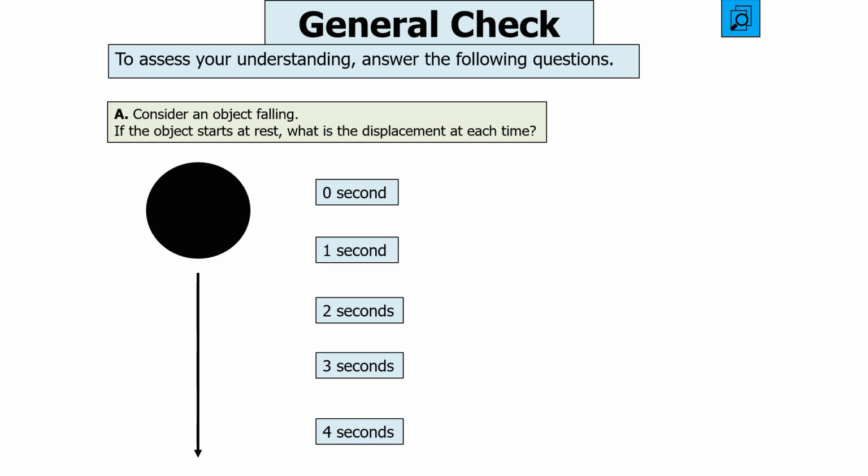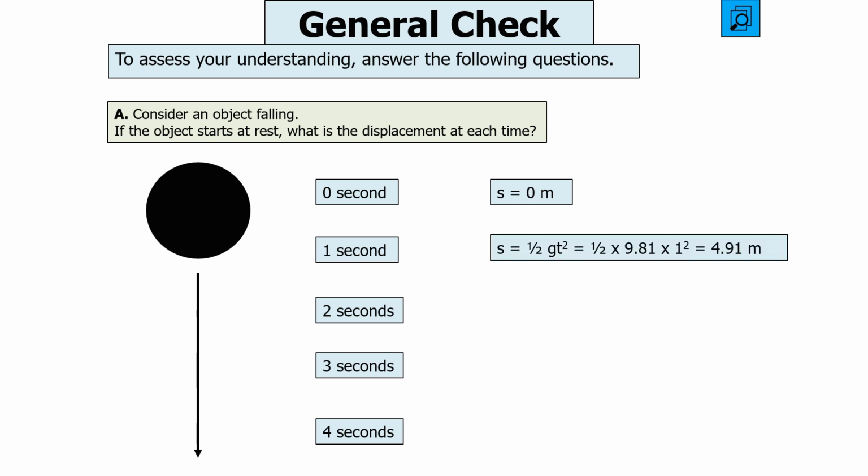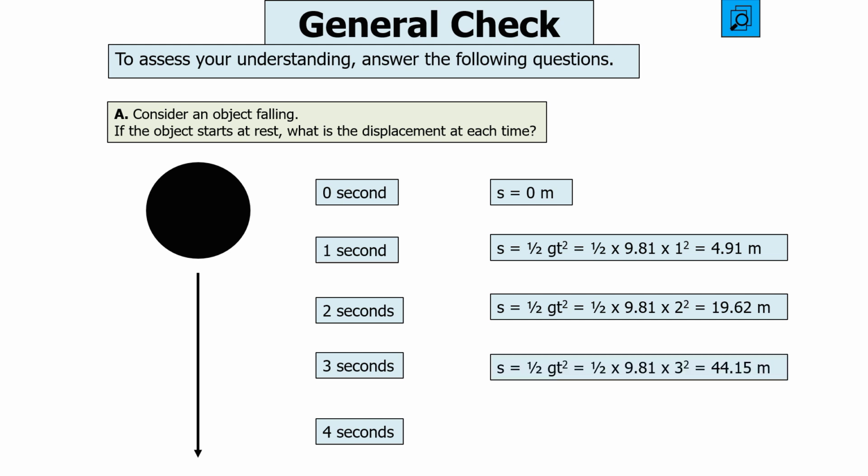What is the displacement at each time of this object? So pause the video now, then unpause the video when you want to go through your answer. Well, at 0 seconds, it's no meters. At 1 second, it's a half gt squared, so it's a half times 9.81 times 1 squared, so it's 4.91 meters. At 2 seconds, it's 19.62 meters. At 3 seconds, it's 44.15 meters. At 4 seconds, it's 78.4 meters.